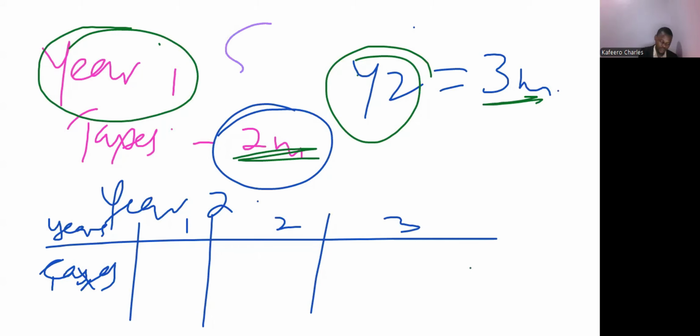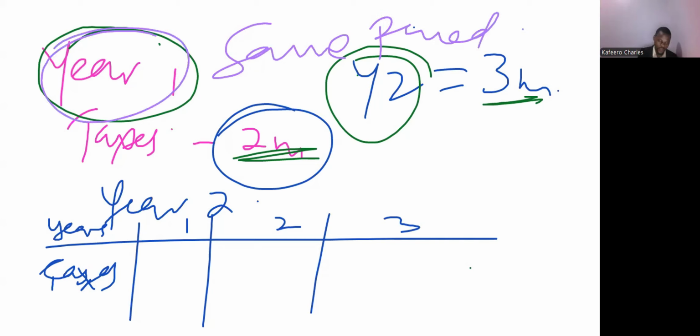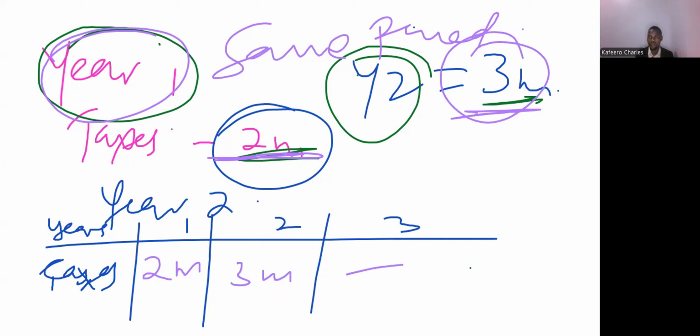So if they are in the same period, what is going to happen is that these taxes for year 1 of 2 million will be paid in year 1. This is 2 million. The one for year 2, which is 3 million, will be paid in year 2. That is 3 million. This one will not have. So that's the kind of discussion that we are going to be talking about. So that's what we are referring to.